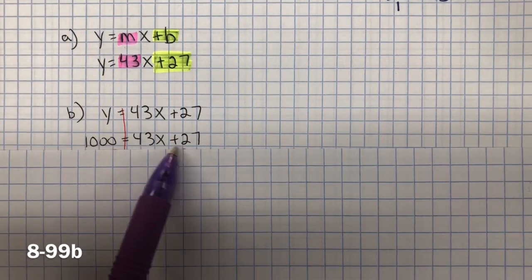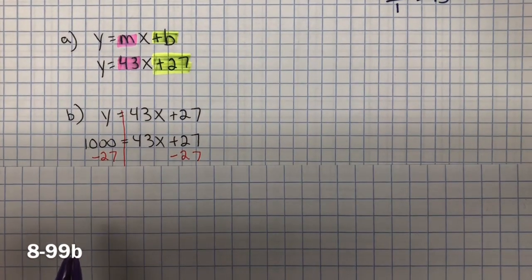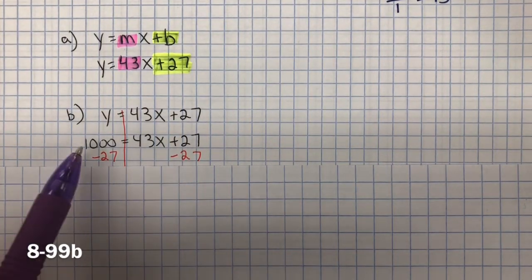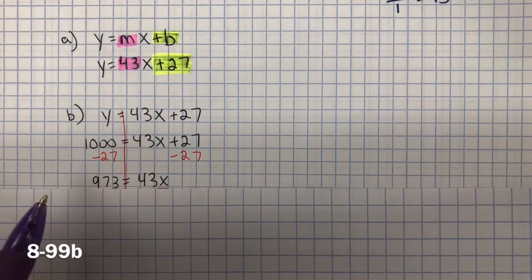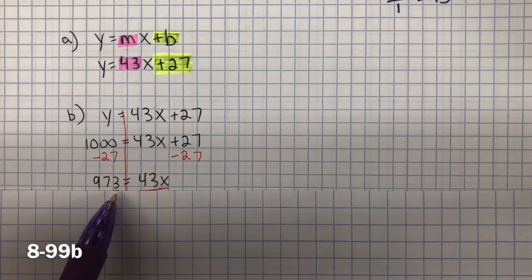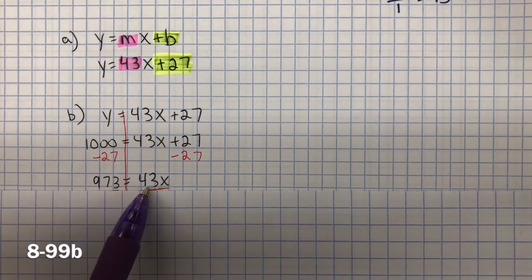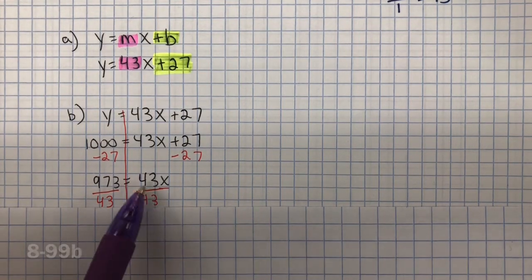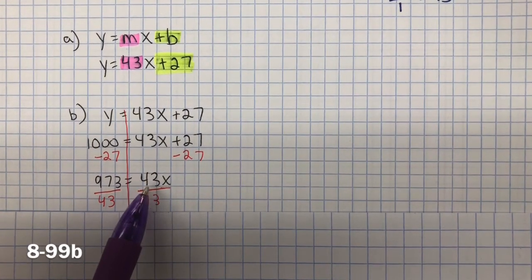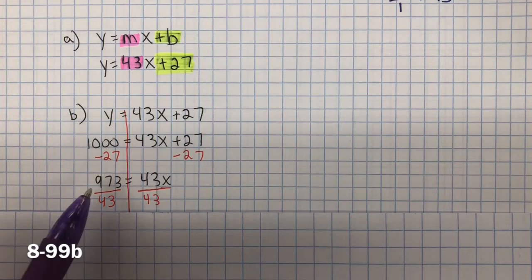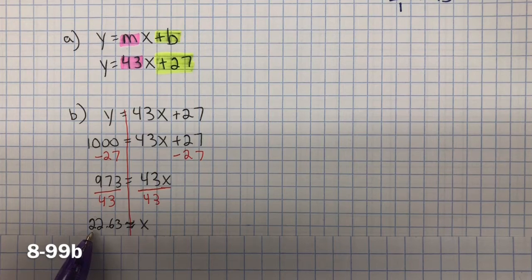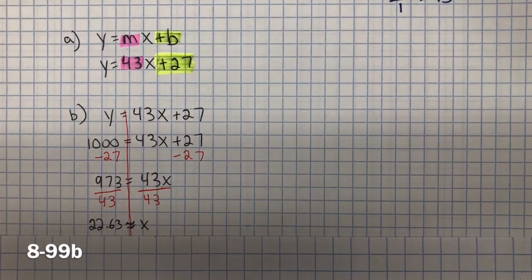Well, the inverse property of addition is subtraction, so we subtract 27 from both sides of the equation, creating a 0 pair. 1,000 minus 27 is 973. The inverse property of multiplication is division, so we divide both sides by 43. This creates the big 1. 1 multiplied by x is x, because of the identity property of multiplication. And then 973 divided by 43 is approximately 22.63.